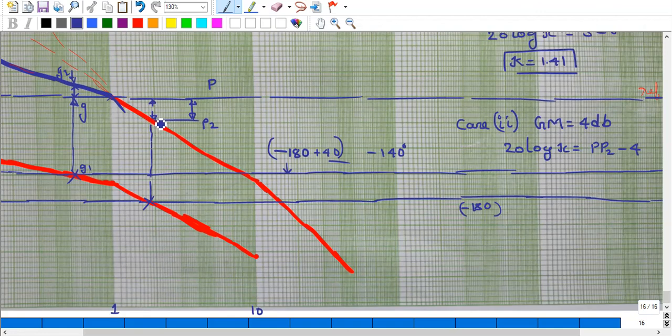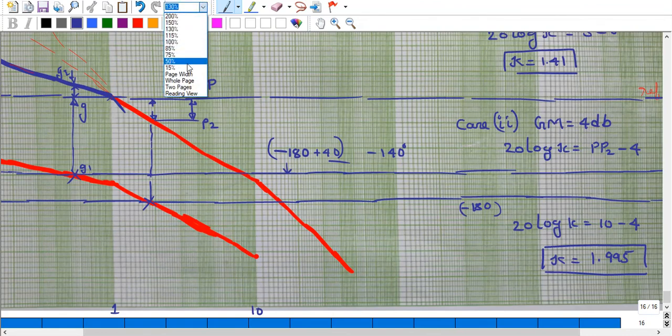When I substitute 20 log K, P2, if I measure, I am getting it as 10 dB. So that is 10 minus 4, and anti-log of 6 by 20, that will be K, will give you 1.995. Okay, these are the two values that we obtained based on the given cases.